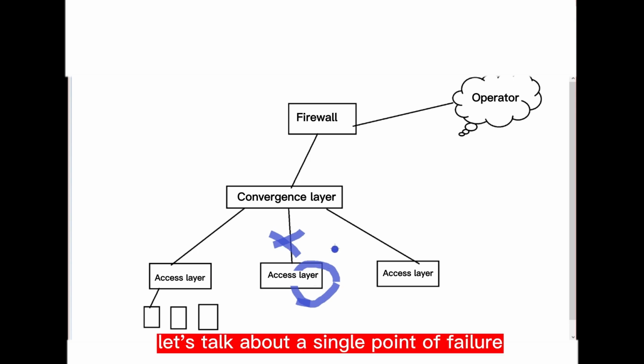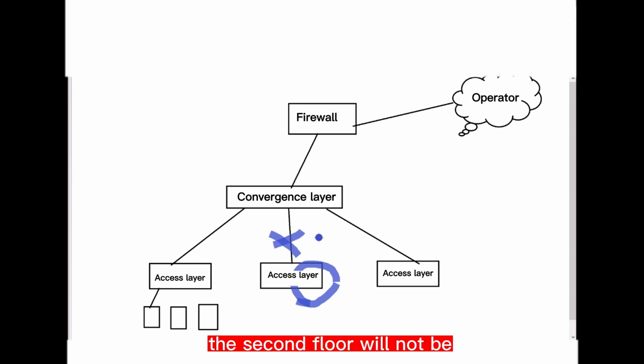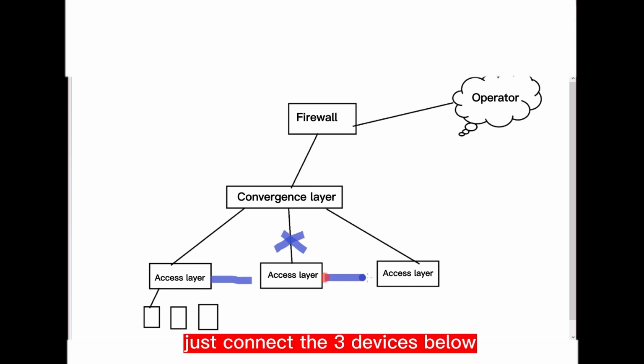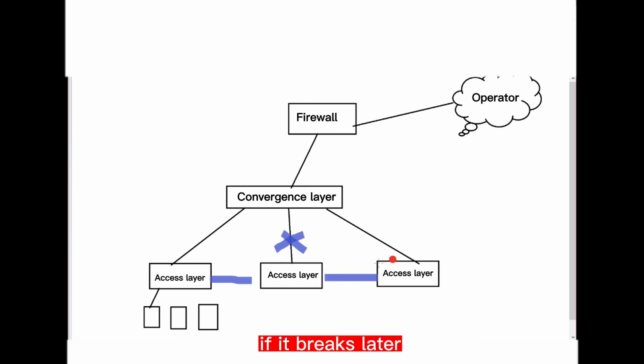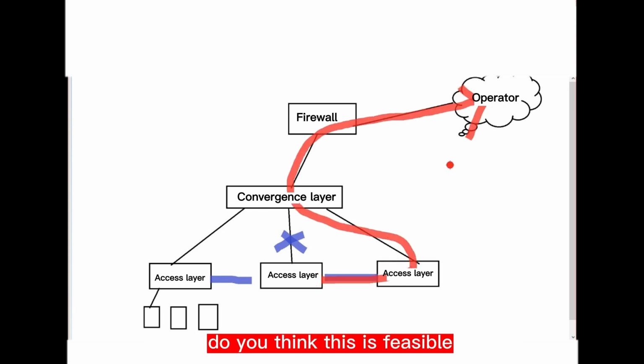Let's talk about a single point of failure. Once this line is broken, the second floor will not be able to access the internet. And someone might have a way: if this line breaks, just connect to the third-floor device below. If it breaks later, the traffic on the second floor goes like this. Do you think this is feasible?